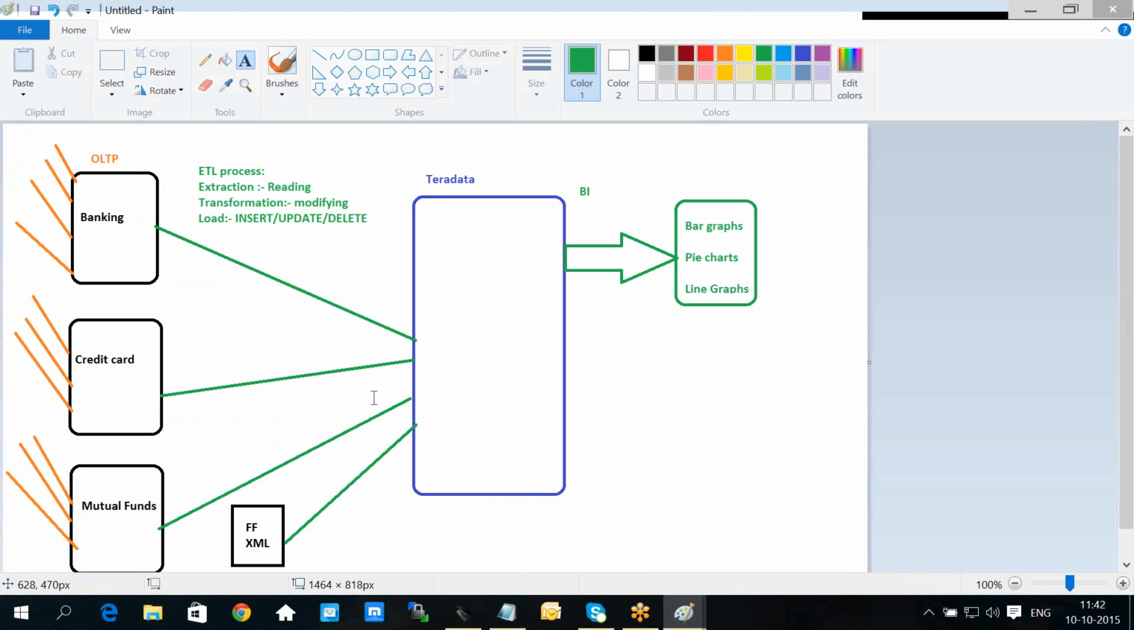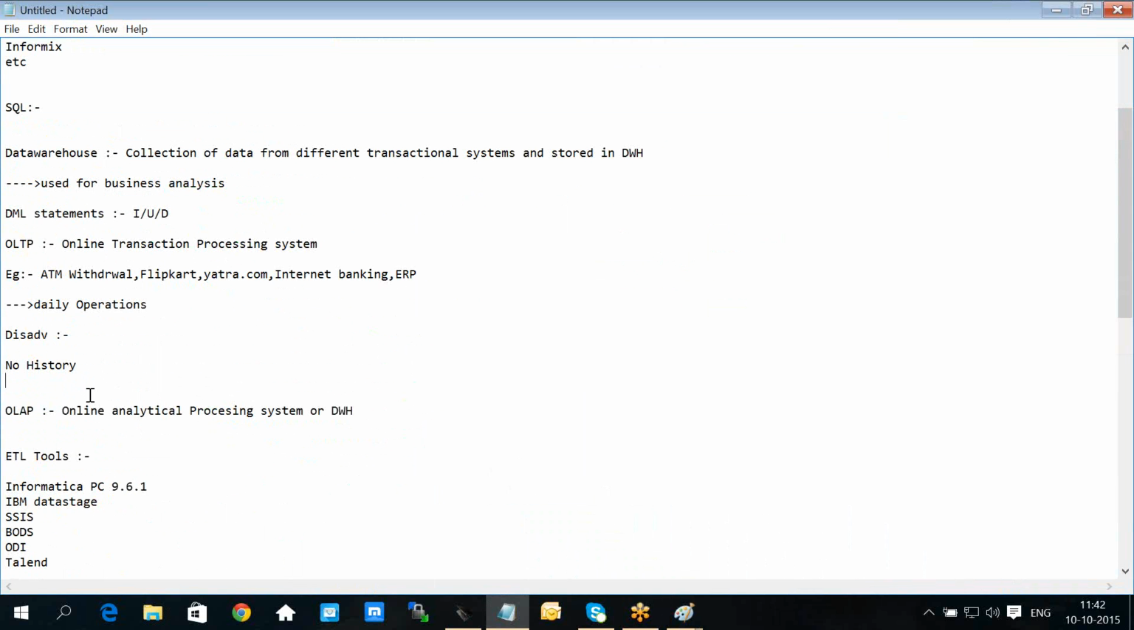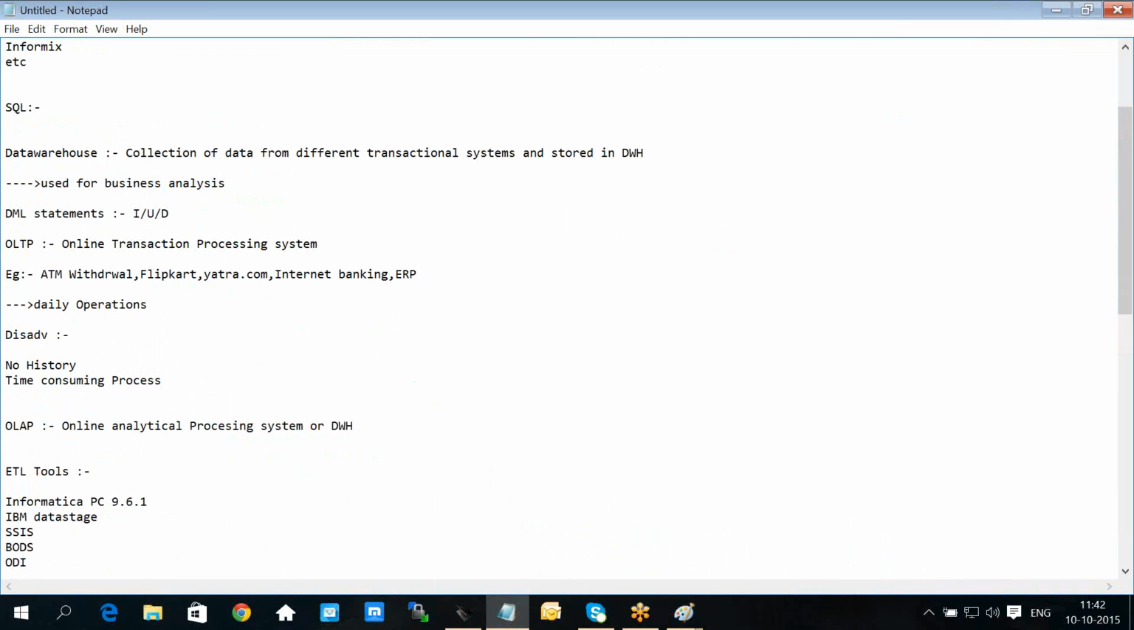So obviously, it is a time consuming process, right? And they have to depend upon IT to get those metrics for them. Since the data in these transactional systems is distributed across multiple systems, it is a time consuming process to do the reporting.